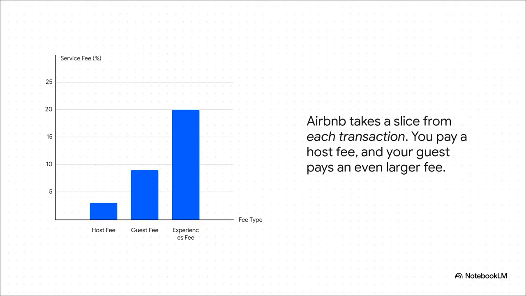But here's the thing that a lot of hosts kind of miss: how those fees really work. You see your host fee, right? It's usually around 3%. But what you don't always see is that your guest is paying way more, somewhere between 6 and 12% on top of your rate. And this is exactly why you have got to know your numbers inside and out. There are all these little slices being taken, and you need to have a clear picture of where every single dollar is coming from and where it's going.